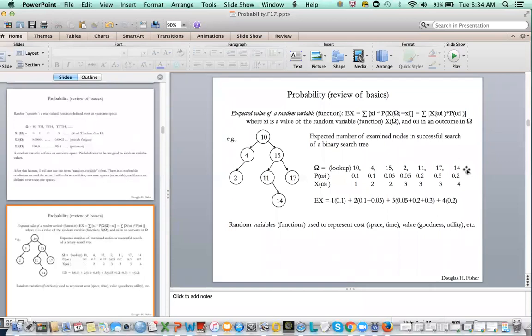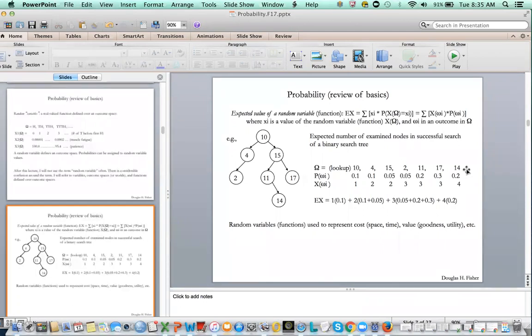There are going to be probabilities associated with each of those possible outcomes, and I've just made these values up. So suppose that looking up a 10 is a moderately probable thing that we might be asked to look up. The probability of looking up a 15 is less probable. And the probability of looking up a 17, farther down the line, is the most probable of these options. So I've just made this up.